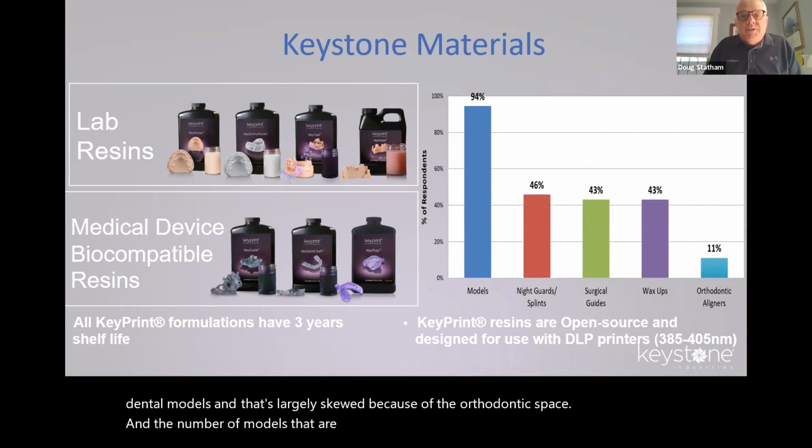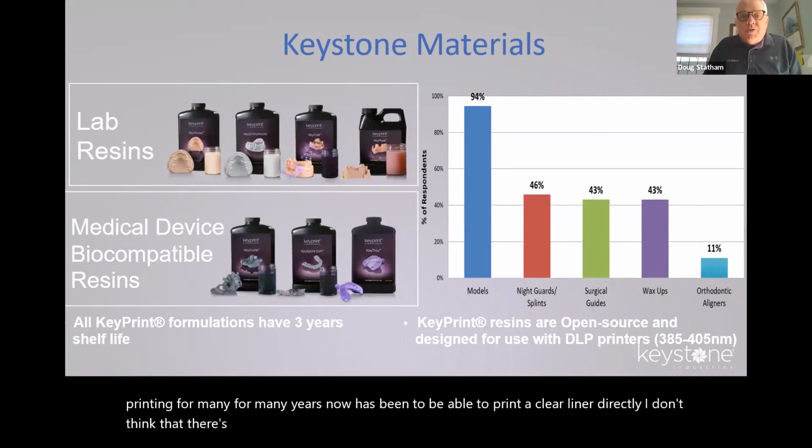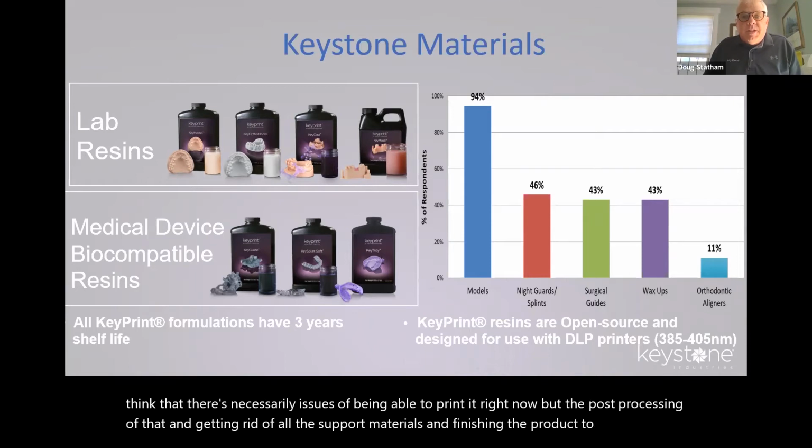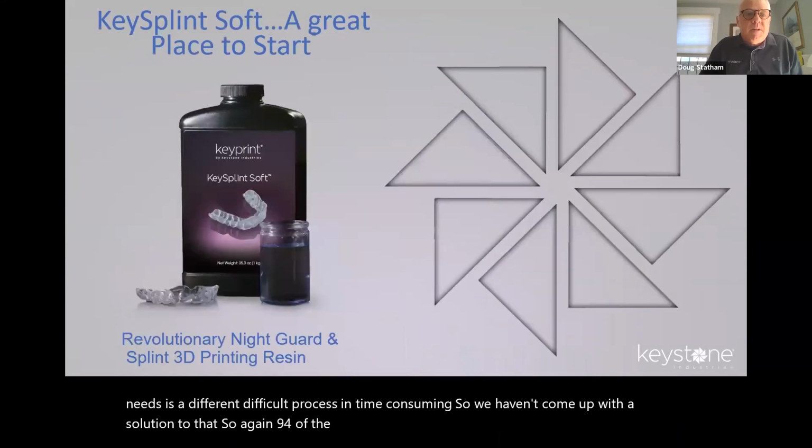Fourth one is the wax ups. Again, this was number 2 just a year ago. The wax ups are going to continue to grow as the quality of the materials improves, and we've had great success with this one too. Orthodontic aligners is, again, a small percentage of the industry out there that's doing some of that now.